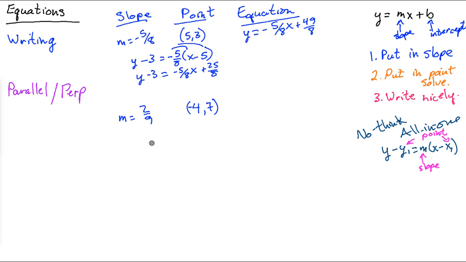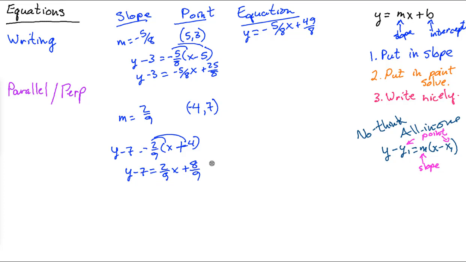Put in the slope, 2/9, times x minus -4. And over here we get y minus 7. Y minus y1 equals m times x minus x1. So that's a plus sign in there. Now let's write it nice, and we get y minus 7 equals 2/9 x plus 8/9. Excellent. Now add 7 over.